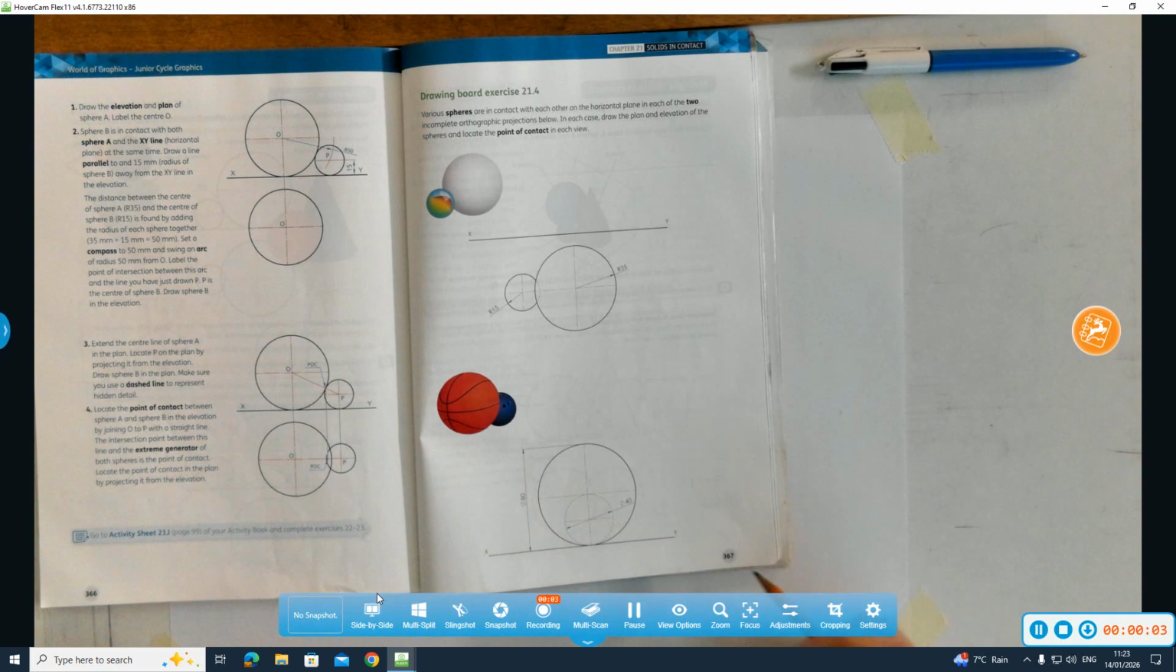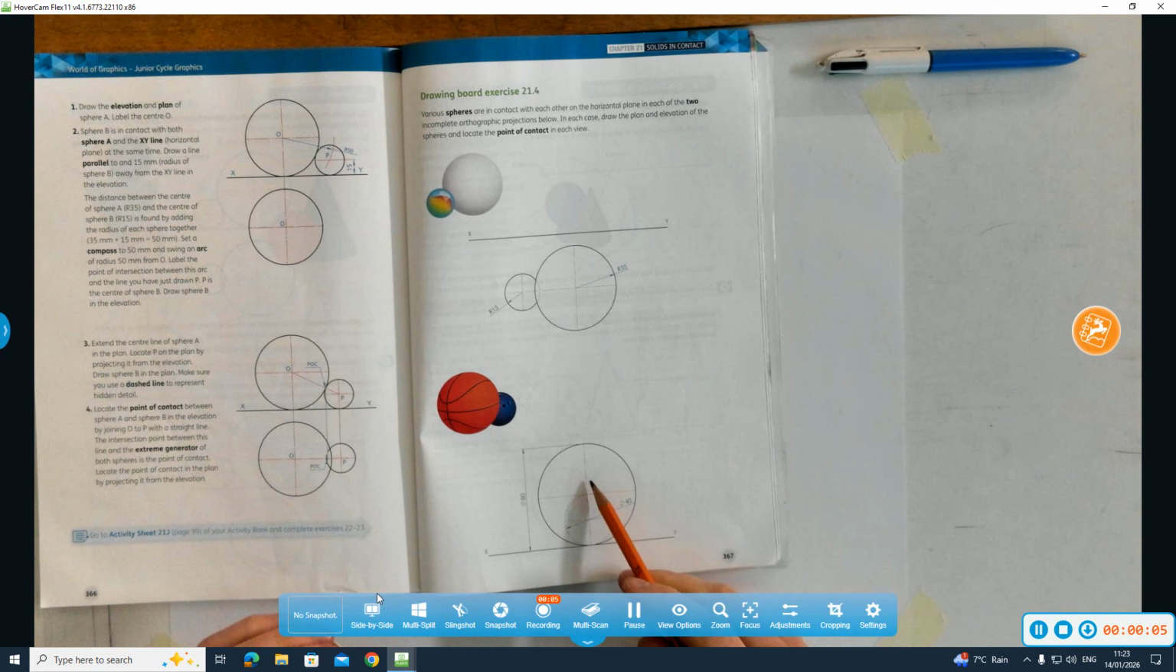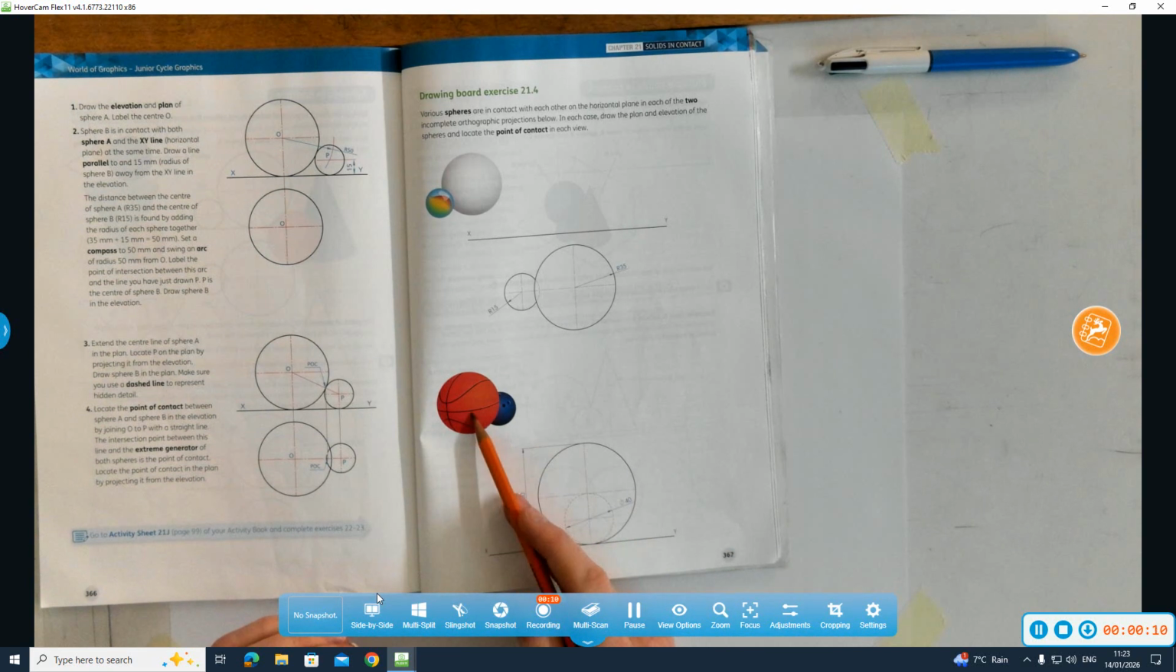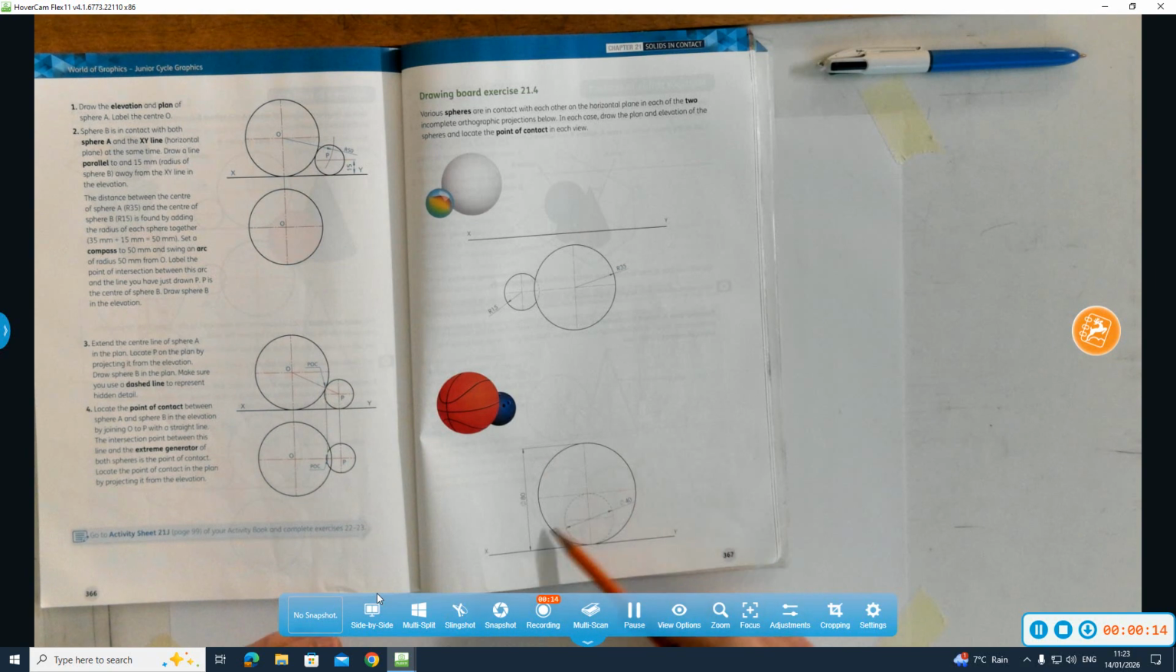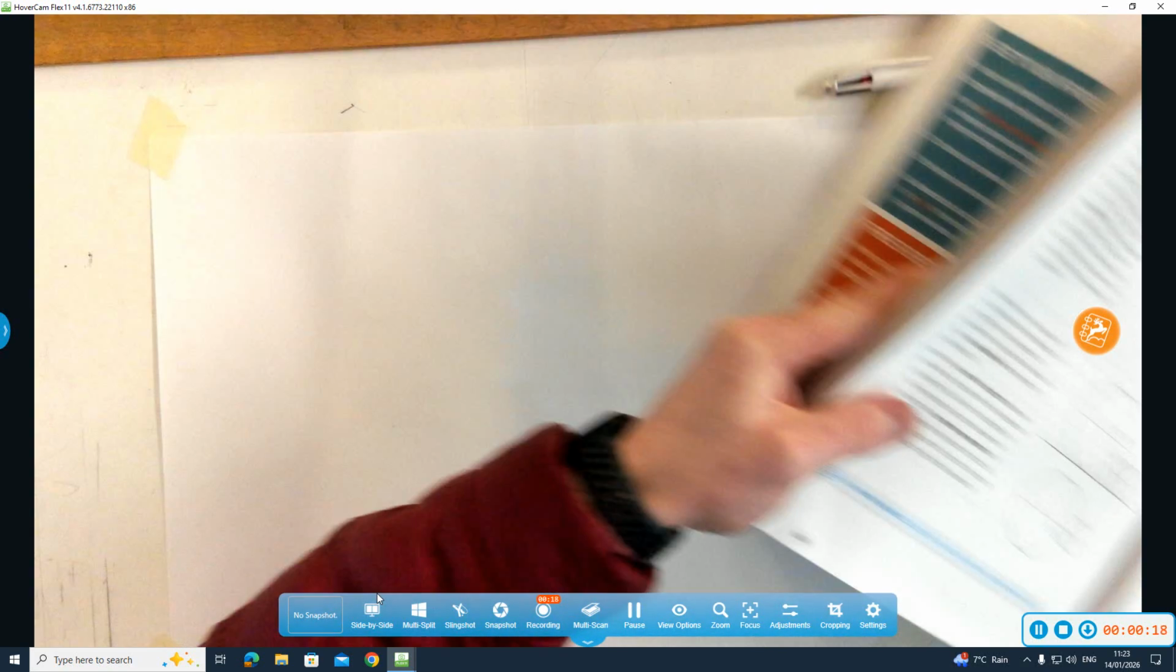Just a quick little video, 367, question 2 down here. It gives us the elevation of it. We can see a little 3D here as well. So it's a basketball and a bowling ball. The bowling ball is behind the basketball. It gives us the diameter to do. So the first thing we're going to do is set up our elevation.